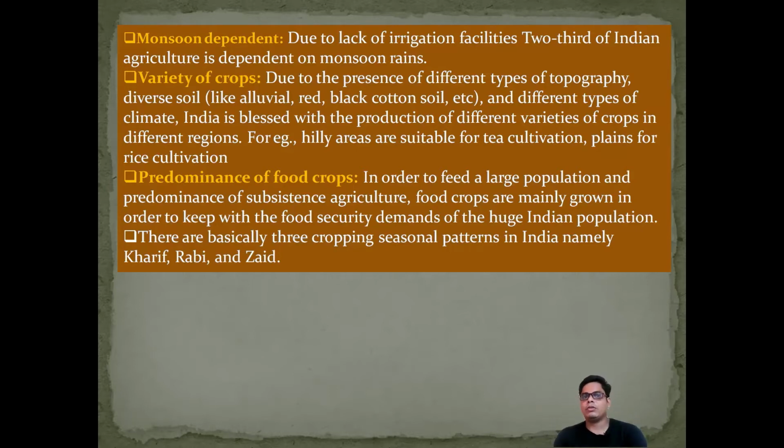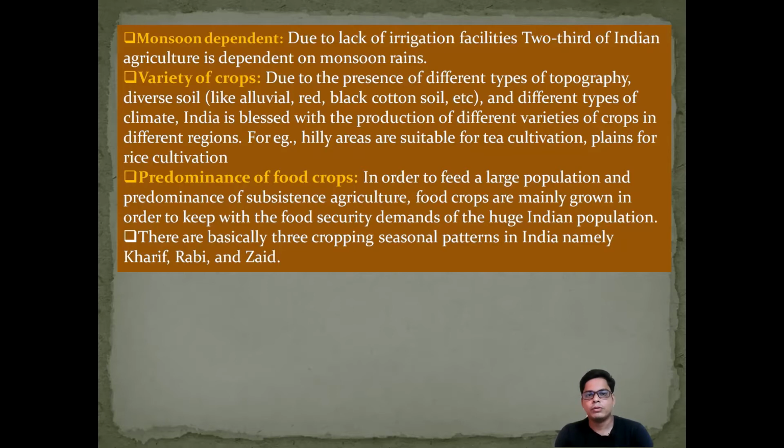Most of the rainfall comes in these four months, June, July, August, September, and 80% of our agriculture, whether Rabi or Kharif, depends on it. Our irrigation system all depends on the monsoon rainfall. That's why our farmers are always waiting for the monsoon rain.